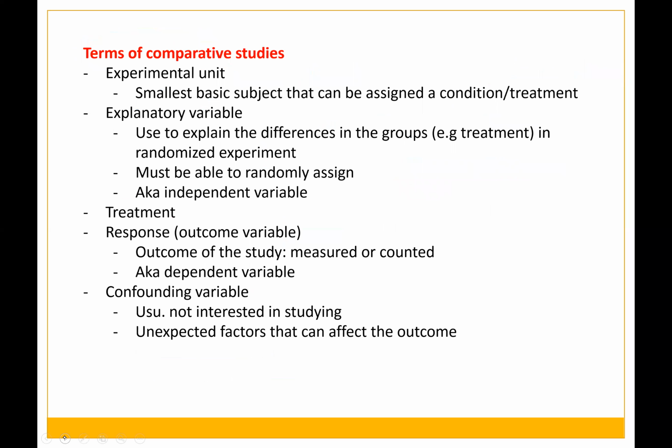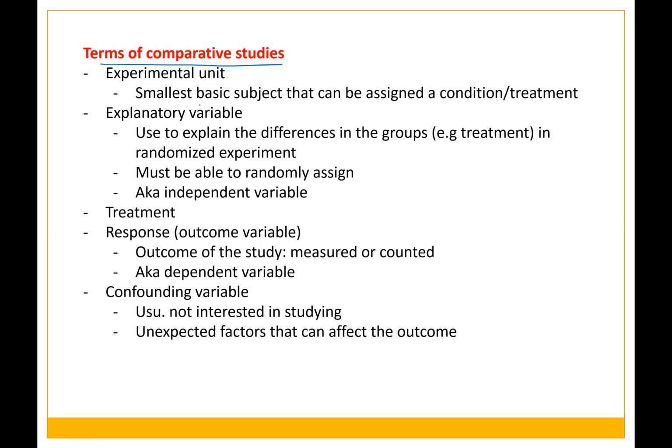Now, some terms in comparative studies, and these are pretty basic. Some of them we already went over. The experimental unit is the smallest basic subject that can be assigned a condition or treatment. So basically it's just one of the subjects that we try to study. Say if we want to study the American population, every single American citizen is one experimental unit.